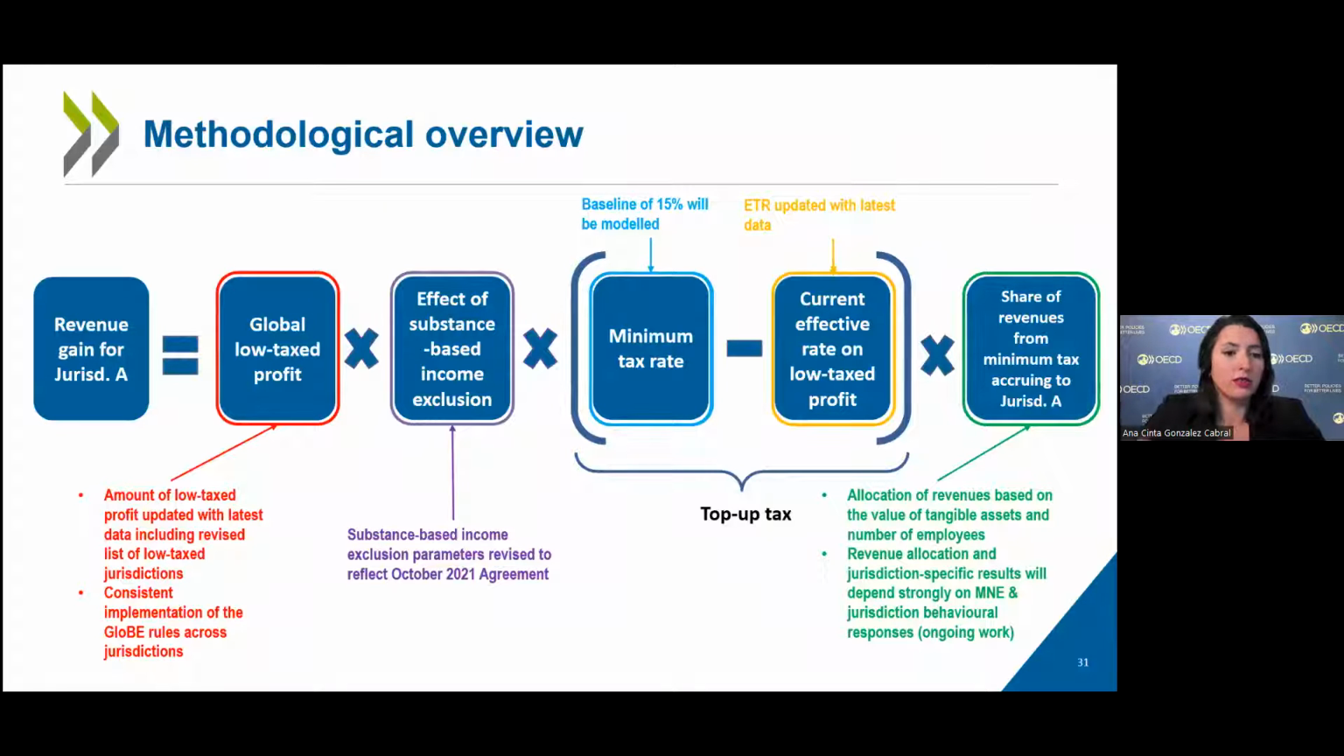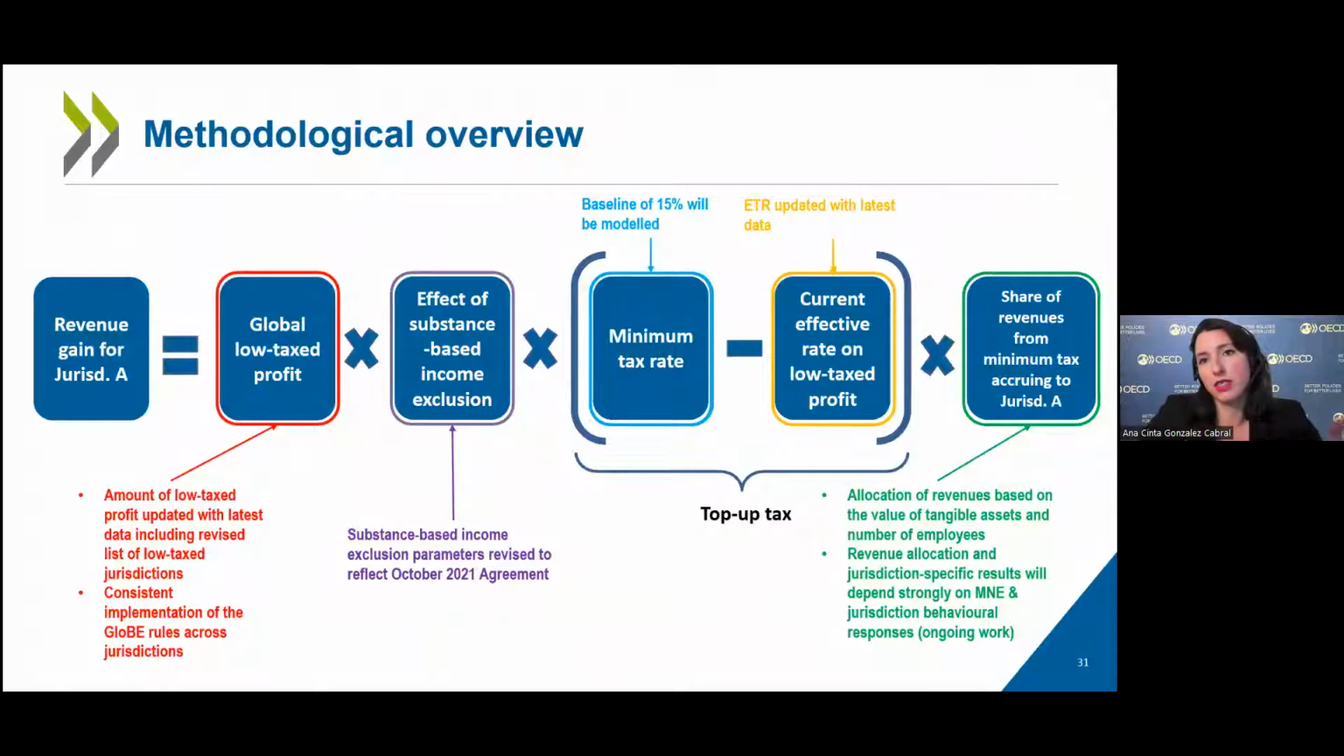As you know, pillar two, specifically the global rules, would set up a minimum level of effective taxation at 15%, which applies on a jurisdictional level. Profits in excess of the substance-based income exclusion, which provides a recognition for the level of assets and payroll in the jurisdiction, are topped up to 15% whenever those profits are facing an ETR lower than the minimum tax. So in principle, how does the methodology work?